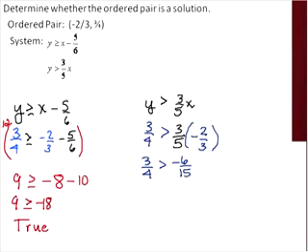Changing them to decimals will give me 0.75 for 3/4. Is that greater than negative 0.4? And it is. That's a true statement. So that means that negative 2/3 and 3/4 is a solution.